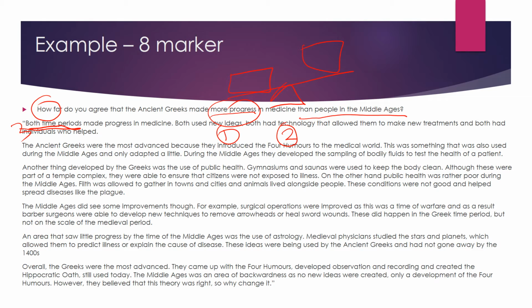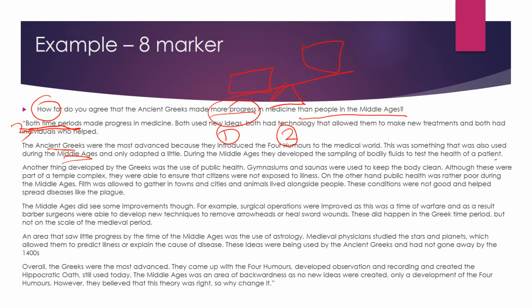Okay, so the main way to start this is to go straight in. The ancient Greeks were the most advanced because they introduced the 4 humours to the medical world. This was something that was also used during the Middle Ages and only adapted a little. So I've done a comparison here.